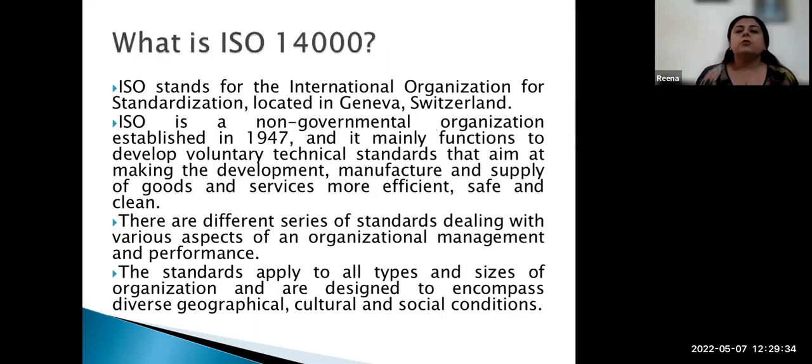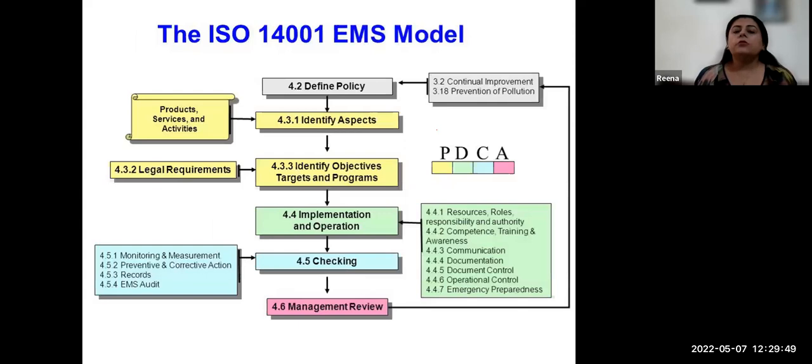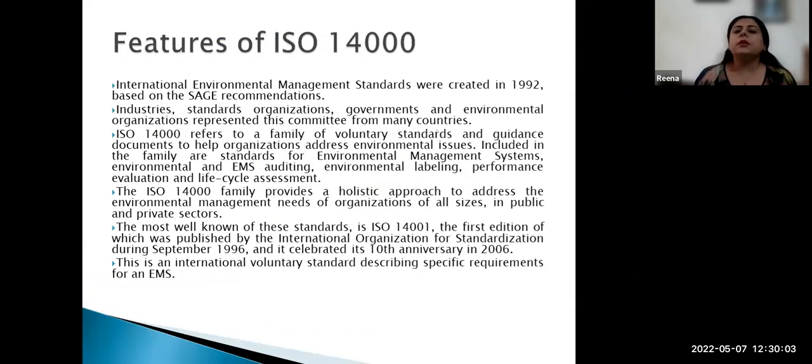ISO basically stands for the International Organization for Standardization, located in Geneva. It is a non-governmental organization, and it is a voluntary technical standard. So basically you define policy, identify aspects, identify objectives and targets, implement, check, review them, and strive for continual improvement and prevention of pollution. So these are the features.